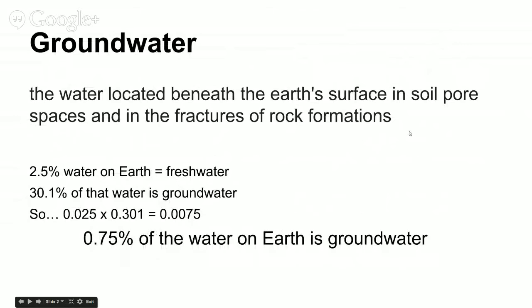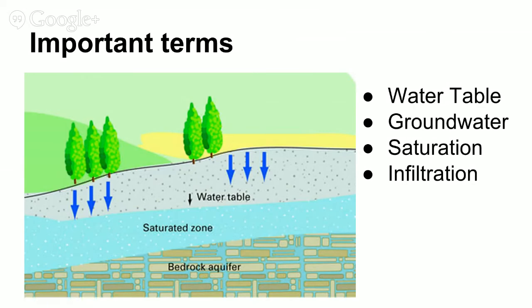Just so that we remember, groundwater is pretty intuitive because of its name, but it is the water located beneath the Earth's surface in soil pore spaces and in the fractures of rock formations. We learned a while ago that 2.5% of the water on Earth is fresh water. Of that 2.5%, 30% of the fresh water on Earth is groundwater. So if we multiply 2.5% in decimal form by the 30% in decimal form, we get 0.75% of the water on Earth is groundwater. So that is not a lot of water at all, but it is important for our drinking purposes.